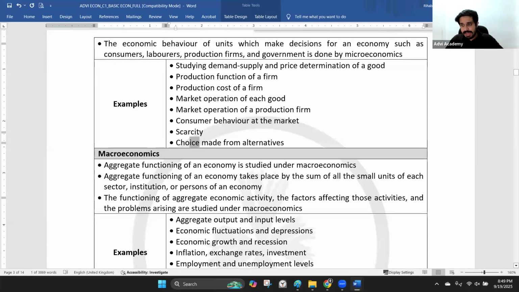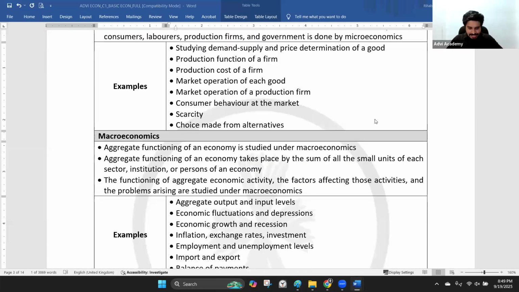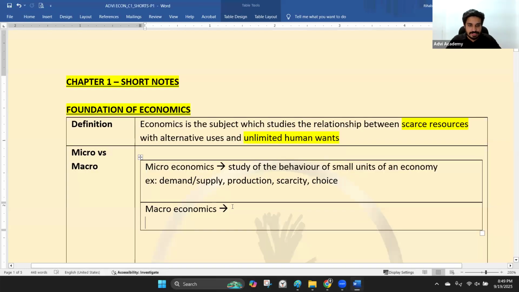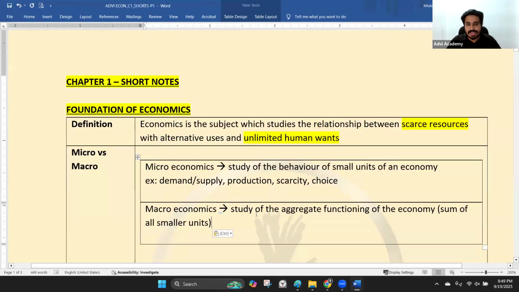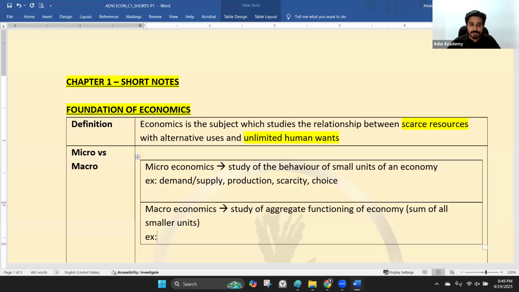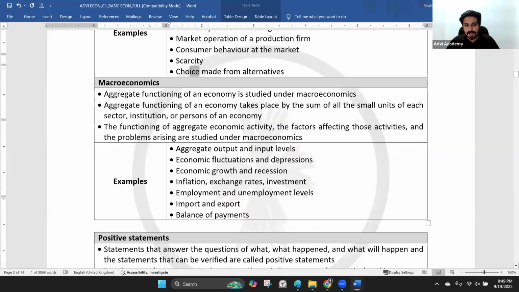So what do you mean by macro? That is the study of the aggregate functioning of the economy. You can remember it like that, which is the sum of all the smaller units. Some of the most popular examples, in the tute itself we have given, so I will take a couple of them.